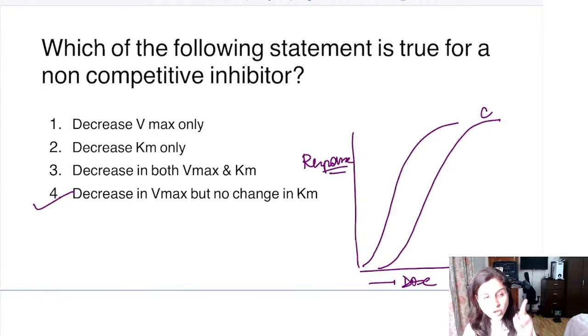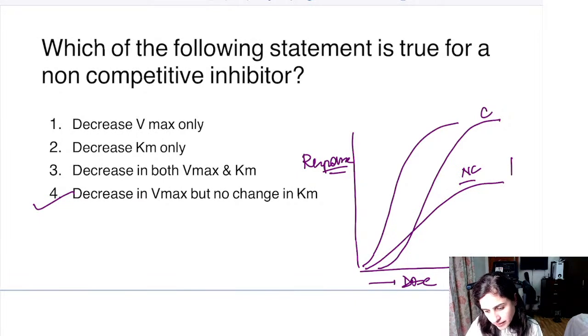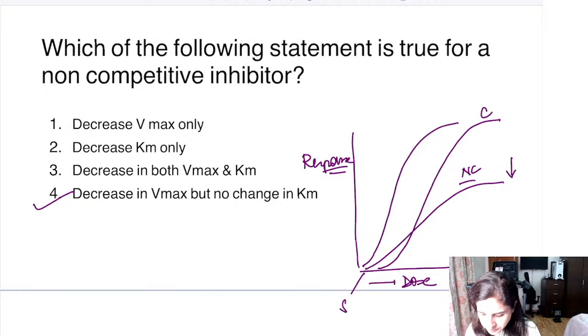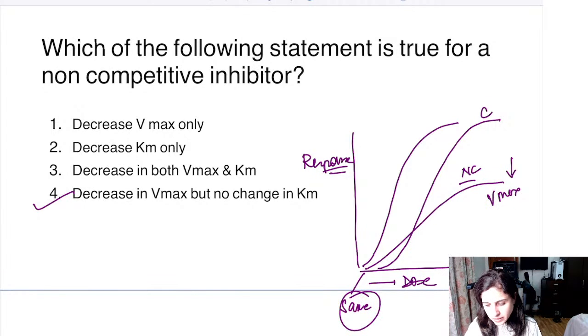And if you talk about the non-competitive, they have no scope of competition, so the Km does not change. Okay, this is non-competitive: the Km remains the same but the Vmax drops. This Vmax is the same and this Vmax drops. So non-competitive means a decrease in Vmax but no change in the Km.